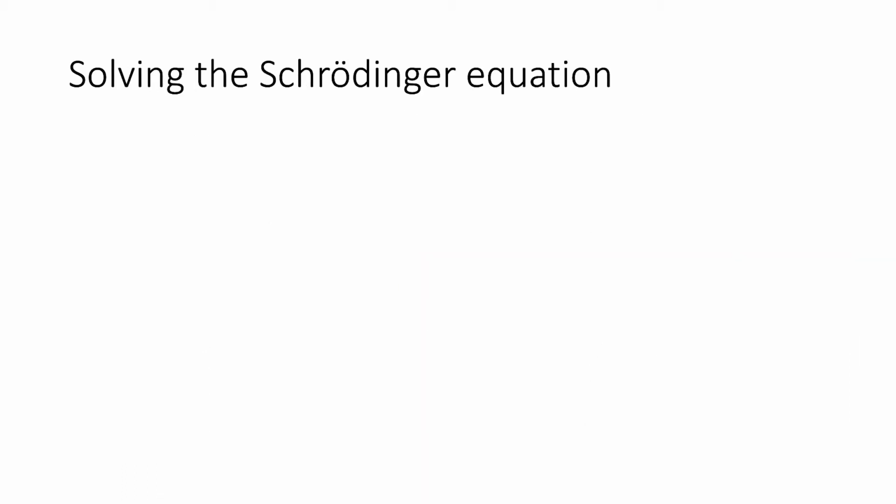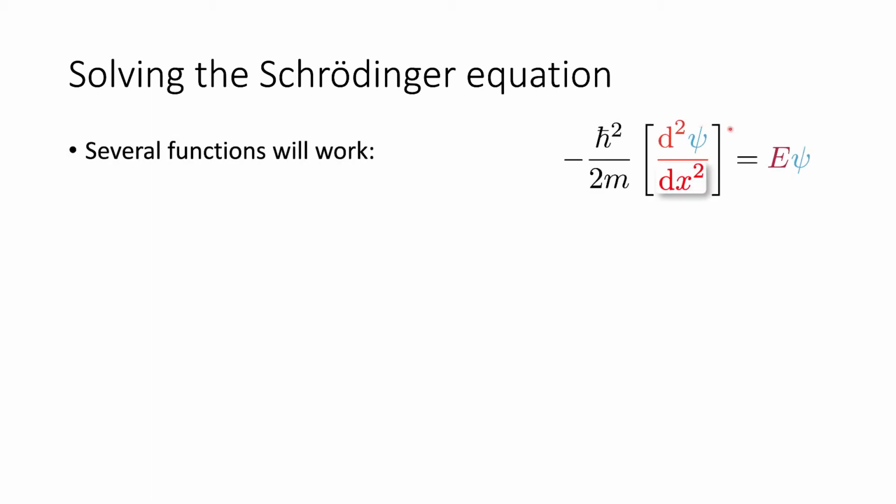So when we talk about solving the Schrödinger equation, we simply mean finding the functions that fit into this differential equation. So when we look at this equation, there are several functions that will fit in to provide a potential solution. The first one is e to the kx. So if we take the second derivative of this function, what we find is we end up with the original function returned multiplied by k squared.